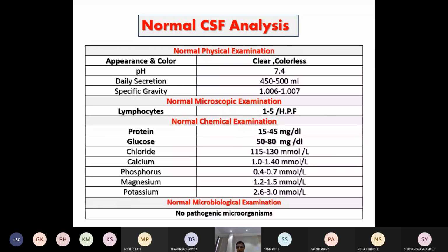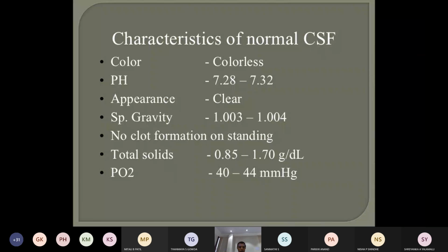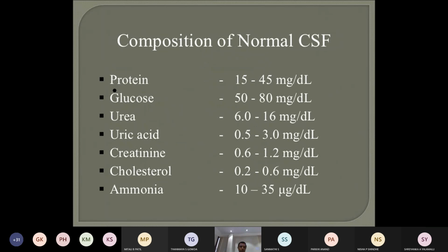Protein is 15 to 45 milligrams per deciliter, glucose 50 to 80 milligrams per deciliter, and chloride 115 to 130 millimoles per liter. Also see calcium and other parameters. As I already told you, the partial pressure of oxygen is 40 to 44 mm. The normal total solids are 0.85 to 1.70 grams per deciliter.